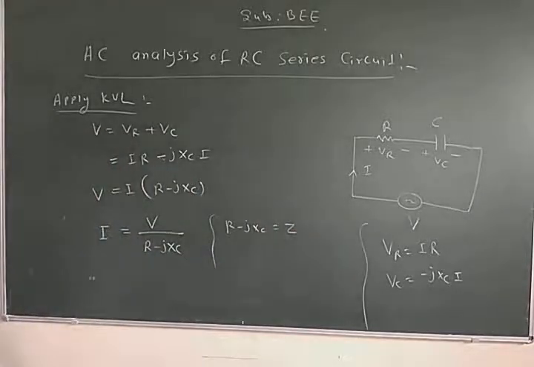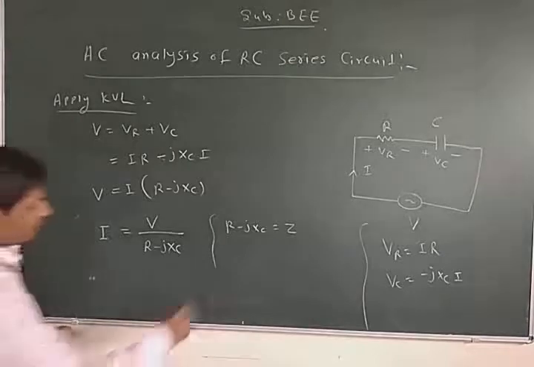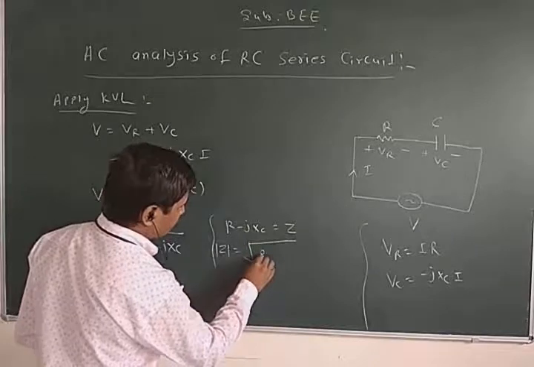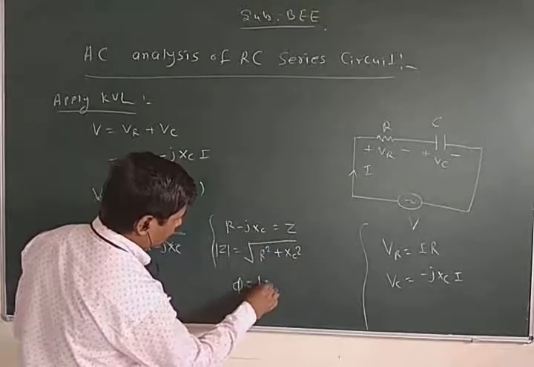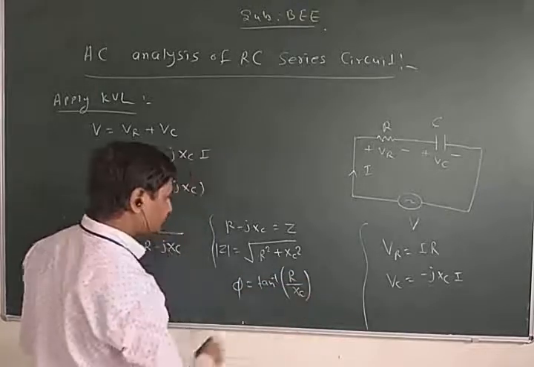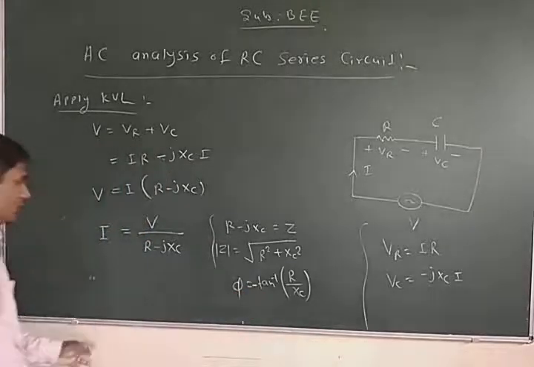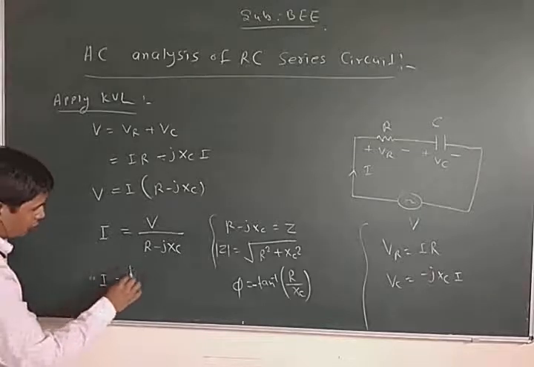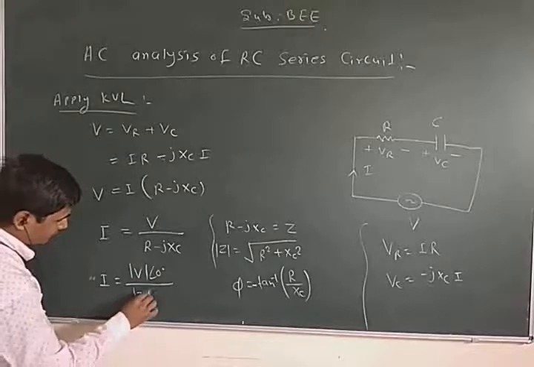That is the impedance of the RC circuit, and the magnitude of Z is equal to the square root of R square plus XC square, and phi is equal to tan inverse of XC upon R, with a minus sign. Now we can write I is equal to V angle 0 degree divided by Z angle minus phi.